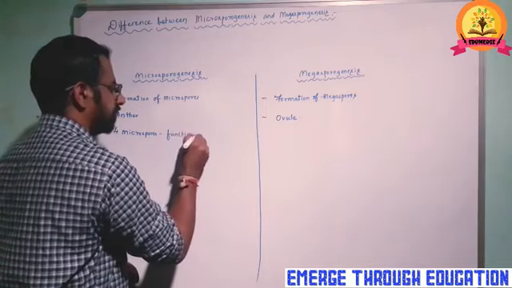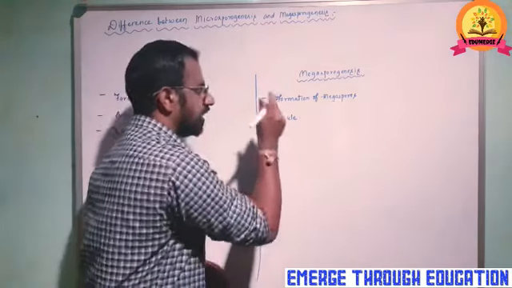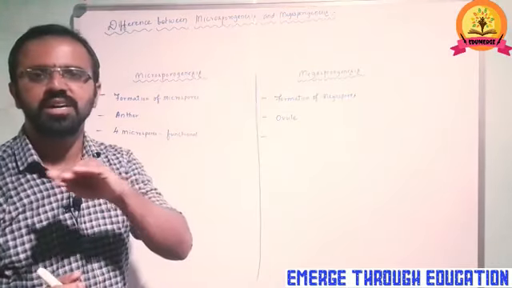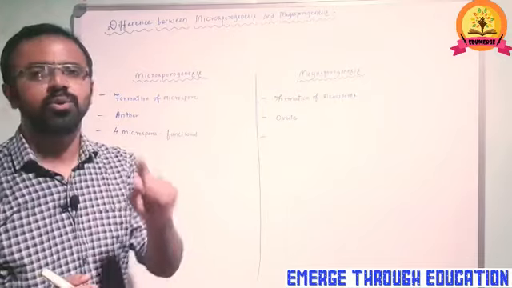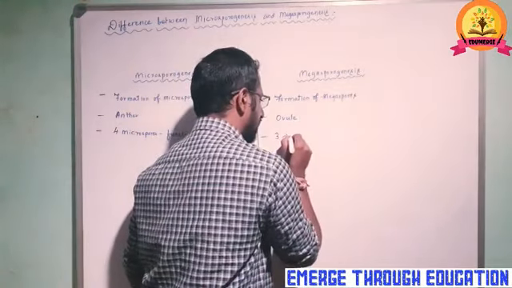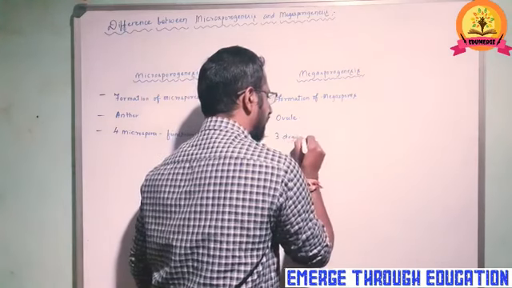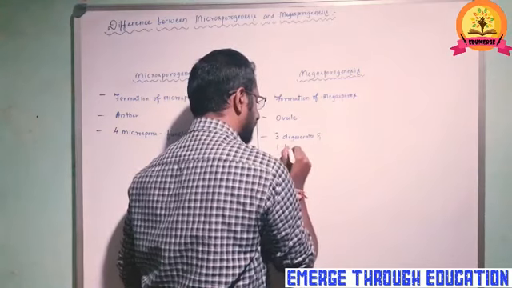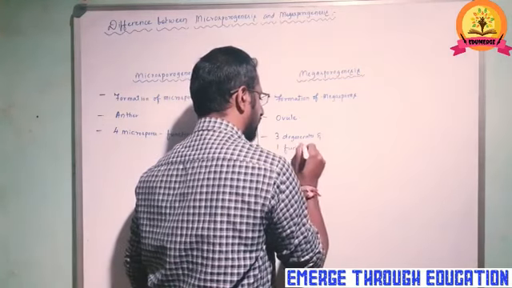But in megasporogenesis, out of the 4 megaspores, 3 megaspores degenerate and only 1 megaspore remains functional. Here 3 megaspores degenerate and only 1 remains functional.